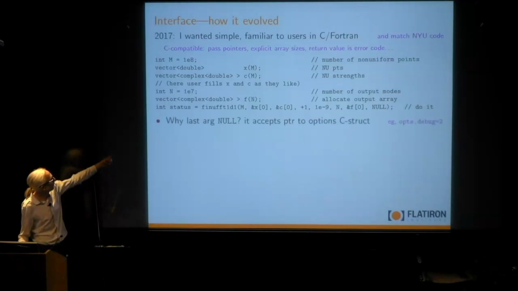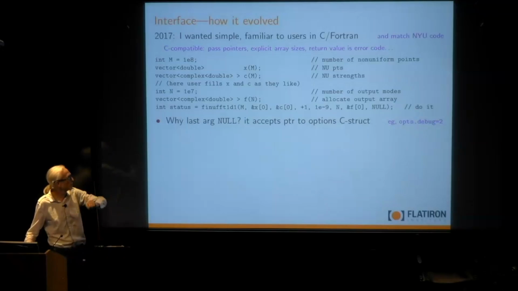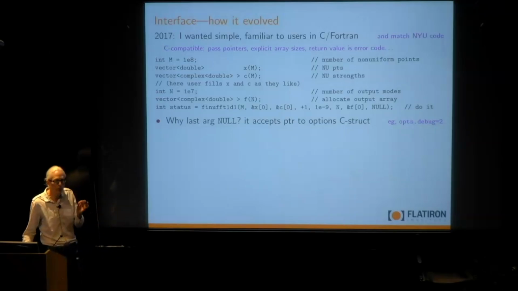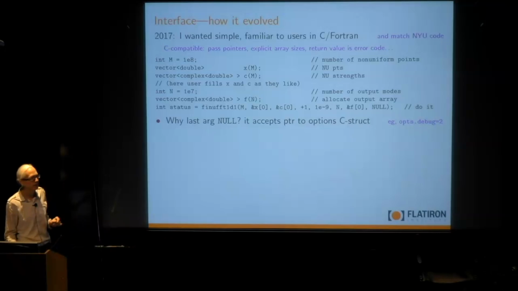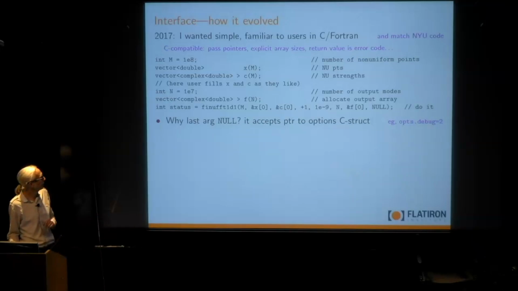Oh, and there's this null thing. Why do we have the last argument null? That's because actually you could send in a pointer to an option struct that would then let you set debug options and various other advanced user options. You have to have something like that, but you still want to always have an eye to simplicity for the new user, for someone who just, in half an hour, wants to get something going.